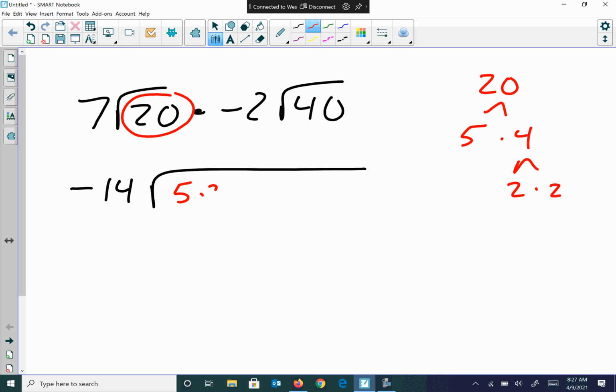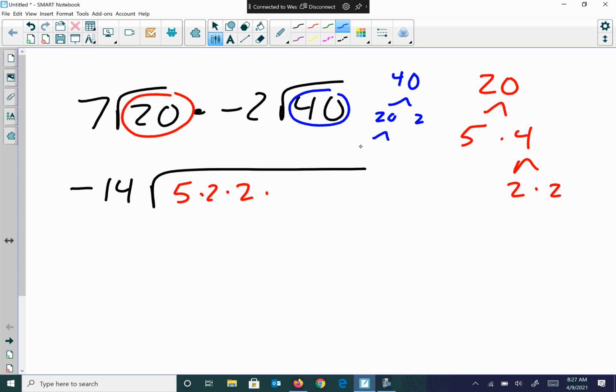So 5 times 2 times 2. So realize I'm going to put everything underneath the radical. Everyone feel comfortable with that? And the reason why I'm not multiplying 20 and 40 together right now is that's going to give me 800. I don't feel like breaking 800 down today. You all feel comfortable with me stating that? Then I'm going to break 40 down. We're going to break 40 down to 20 times 2.